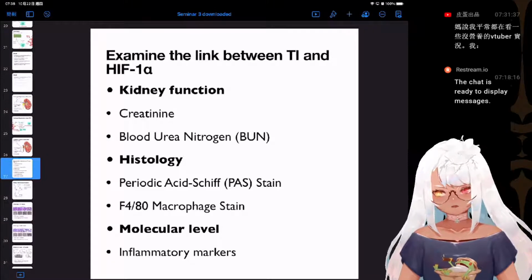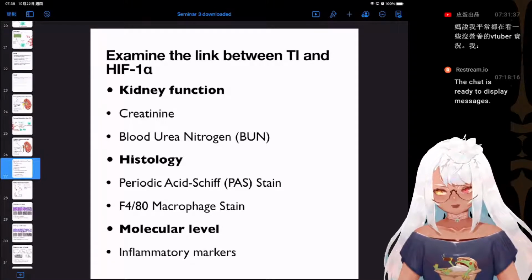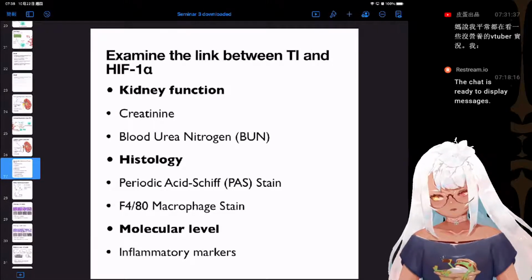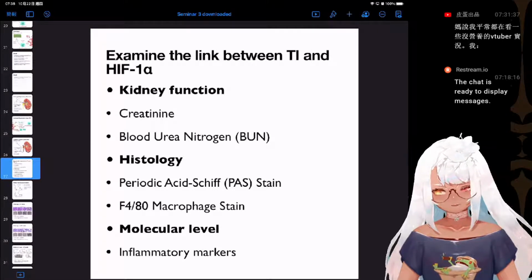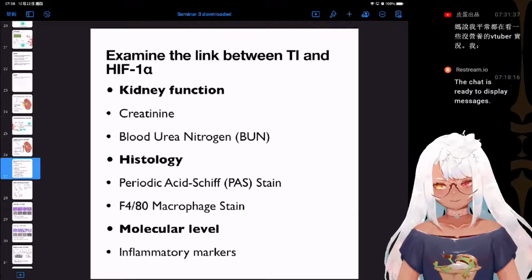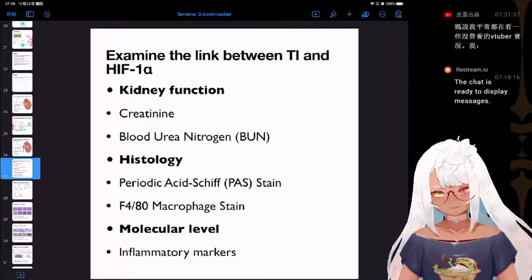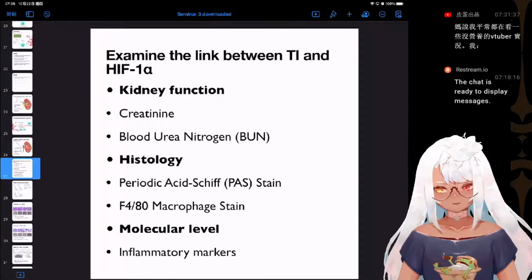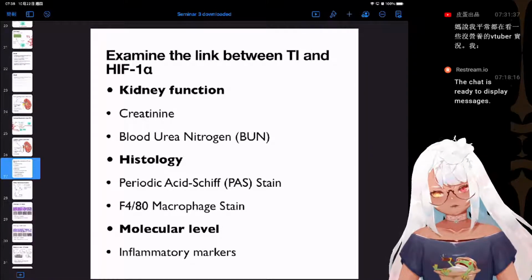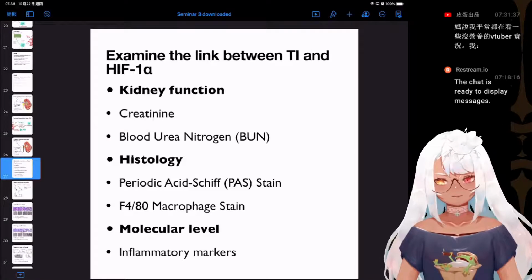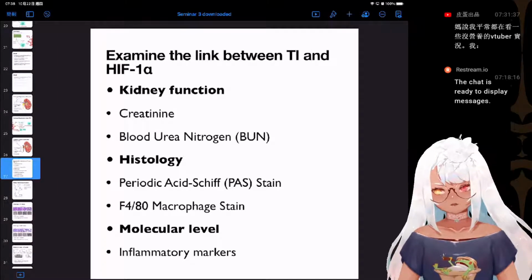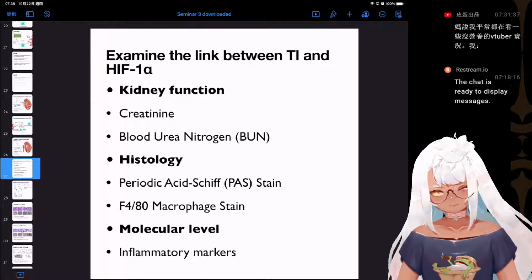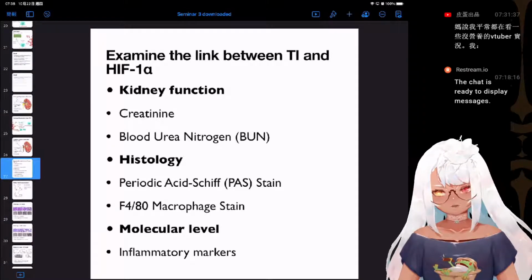We examine the kidney function and its histology using creatinine and blood urea nitrogen, BUN. These two are metabolic products that are actually waste and should be filtered out of our blood. So if our kidney function is going down, the level of these molecules will go up.